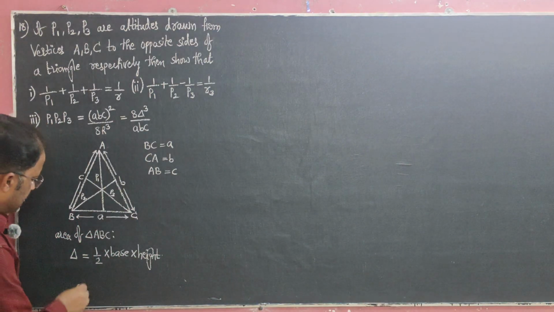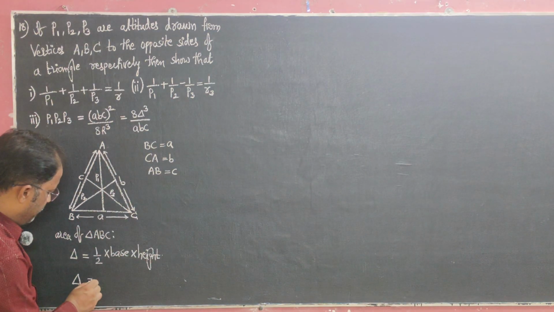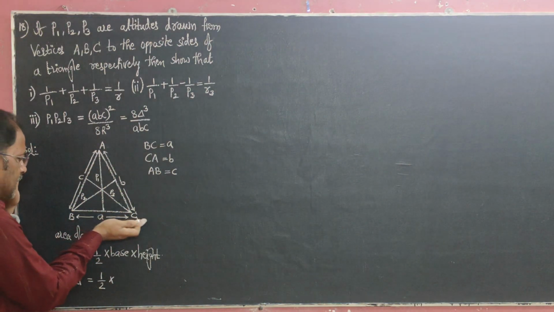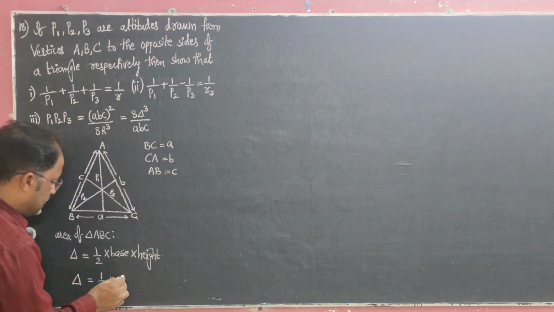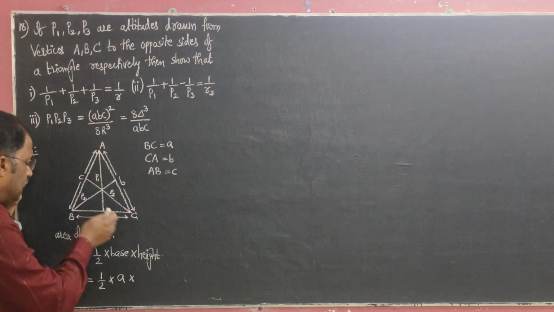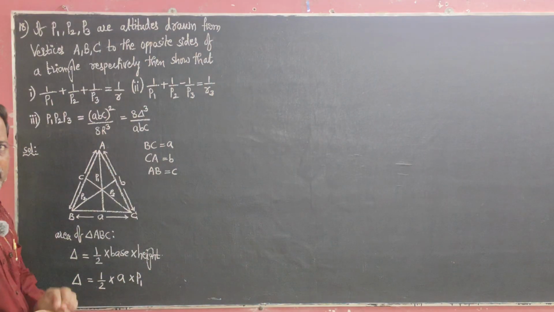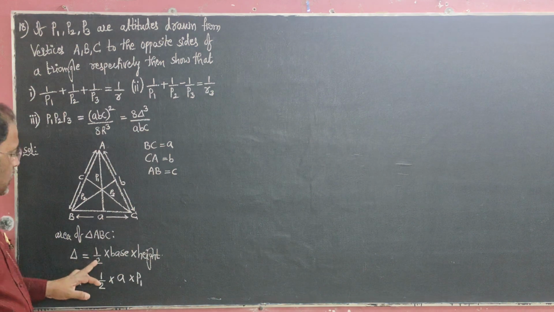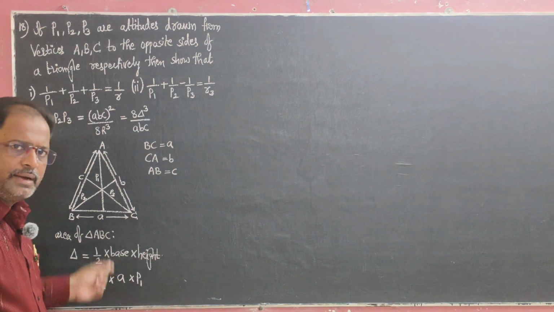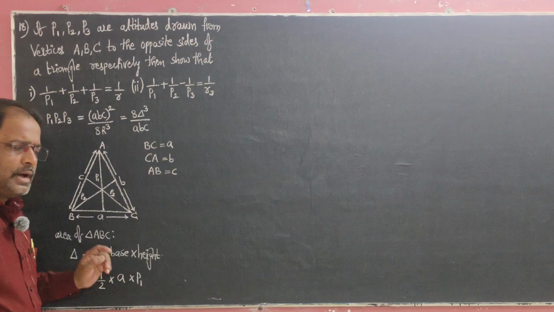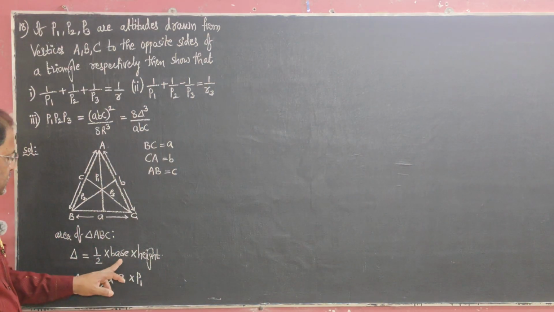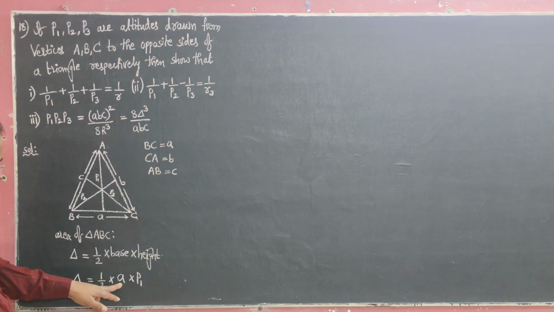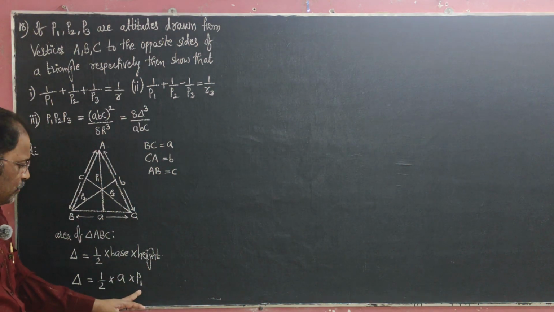These are the lengths of the sides. See, delta equals half into base. First one, what is the base? First altitude is P1 and base is a, so a is the base and height, the altitude, is P1. Area of the triangle ABC, delta, equals the general formula, half into base into height, 1 by 2 into base into height. Base is a, height equals P1.